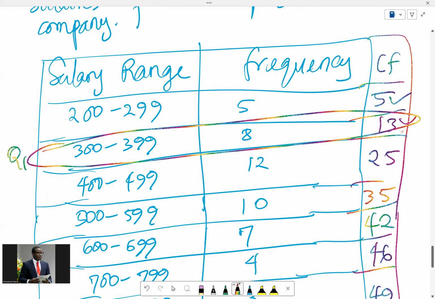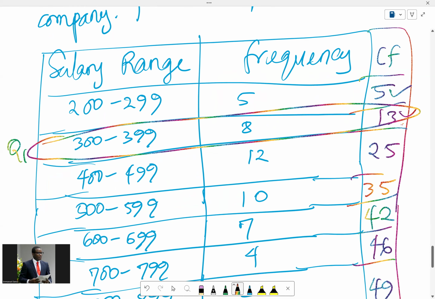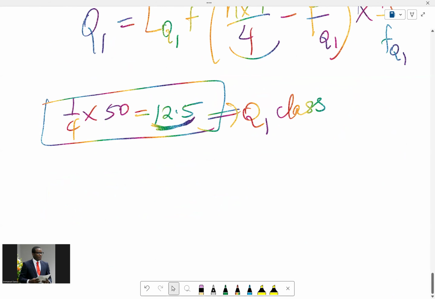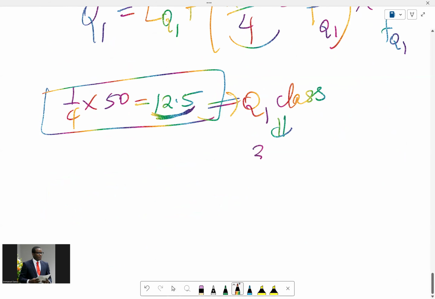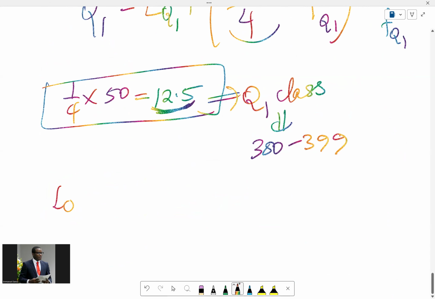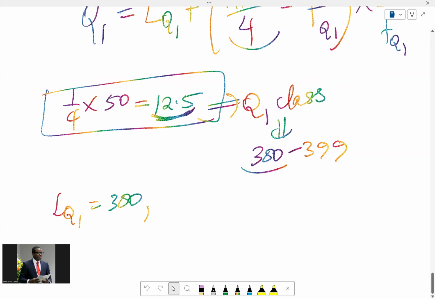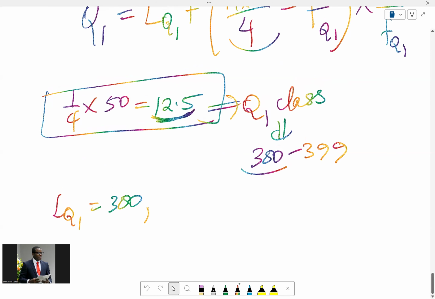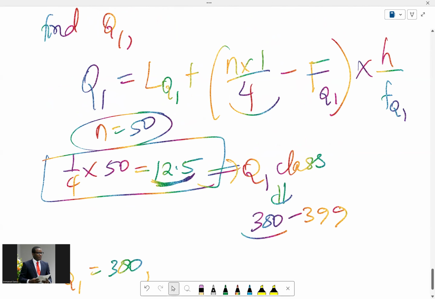So we have identified the Q1 class to be 300 to 399. The lower boundary of the Q1 class is simply 300. That's this 300. Now, what else do we need? We already know n is 50. That's the total frequency, or the last cumulative frequency, if you like.